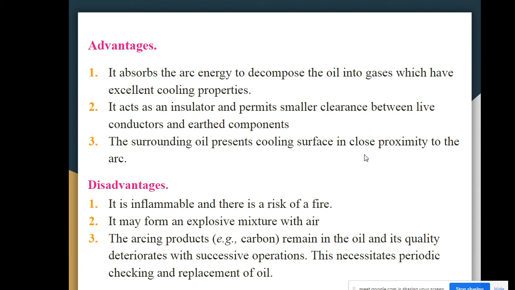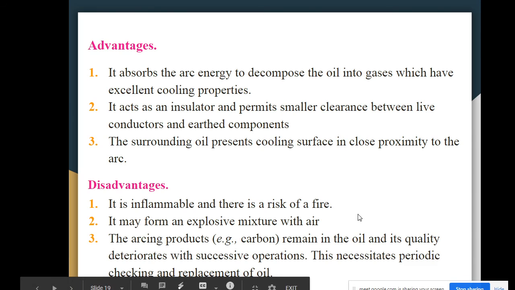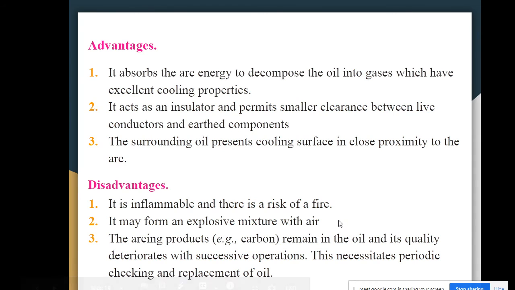But it has disadvantages. It has the risk of fire. Because it is oil, there is a risk of fire, and it may form an explosive mixture with air. There is a possibility that an explosion will take place. We need to take care, and this is considered a disadvantage.